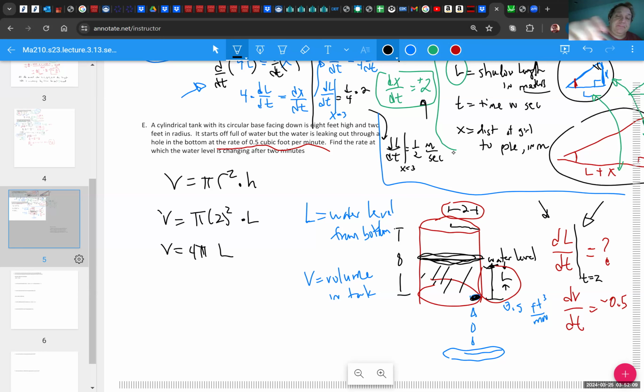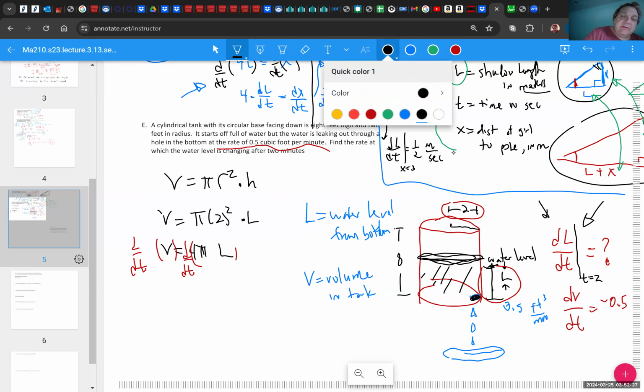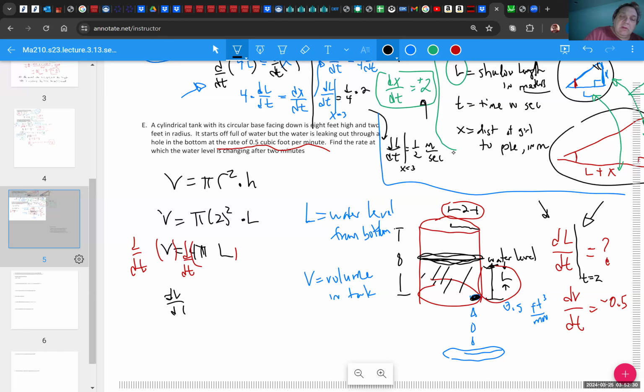So now we're going to differentiate it. If you want, you can divide by 4 pi. I will choose not to do that on this particular problem. I'll just go ahead and differentiate it. What letter do I differentiate with respect to? Well, let's go look to see what we're looking for. We're looking for dL/dt, so I need to differentiate with respect to t. The derivative of V with respect to t is called dV/dt. The 4 pi does not change anything. And the derivative of L is dL/dt. And now I know what dL/dt is. dL/dt is equal to all that stuff there, dV/dt divided by 4 pi.